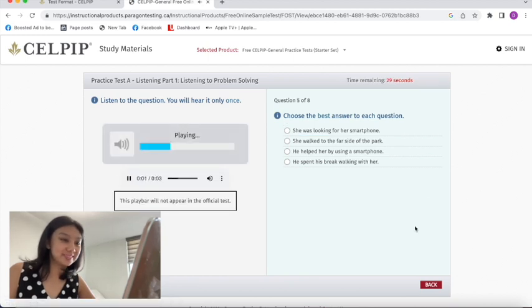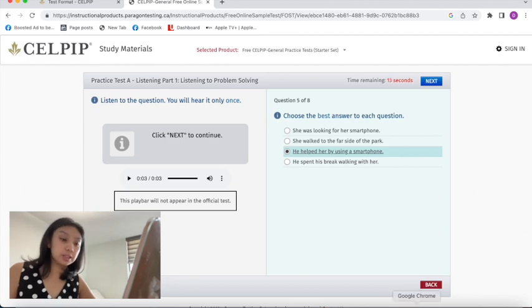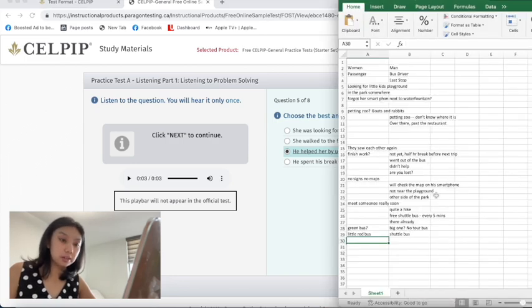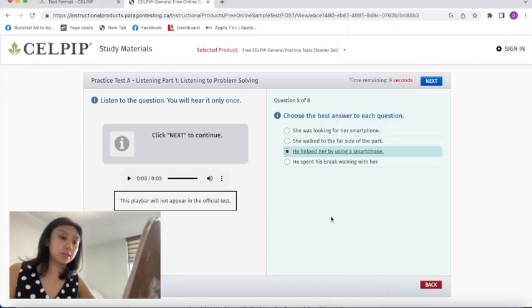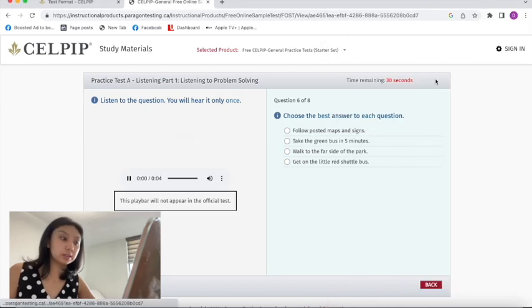Question 5. Which statement is true? So she was looking for her smartphone, not true. She walked to the far right side of the park, no. He helped her by using a smartphone, yes, because sinabi ng driver na he will check the map on his smartphone. Next. Question 6. How should the woman get to the playground?